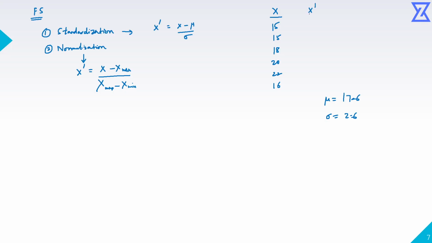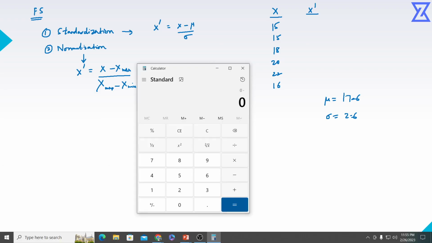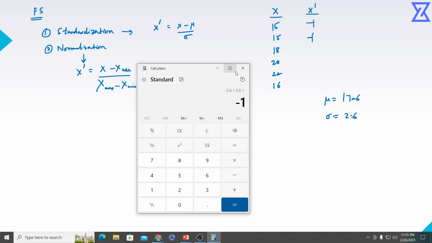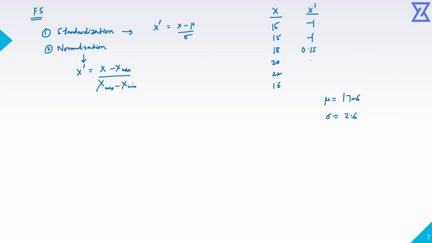So what will be my x dash? It will be 15 minus 17.6, which is minus 2.6, divided by 2.6, which is minus 1. Again, this will be minus 1. 18 minus 17.6 divided by 2.6 is about 0.15. And so on. These are all your scaled values based on standardization.